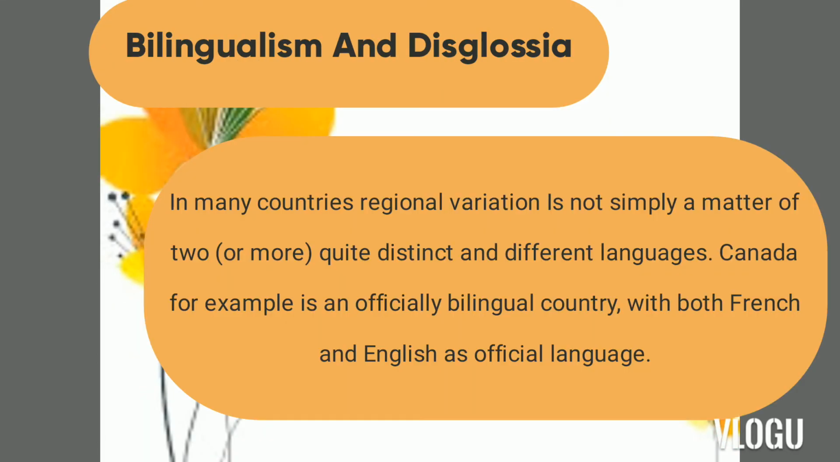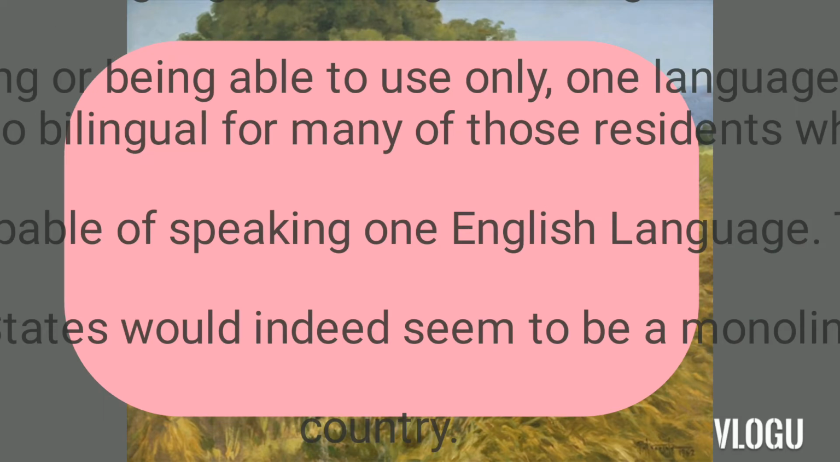Bilingualism and diglossia. In many countries, regional variation is not simply a matter of two or more quite distinct and different languages. Canada, for example, is an officially bilingual country with both French and English as official languages.